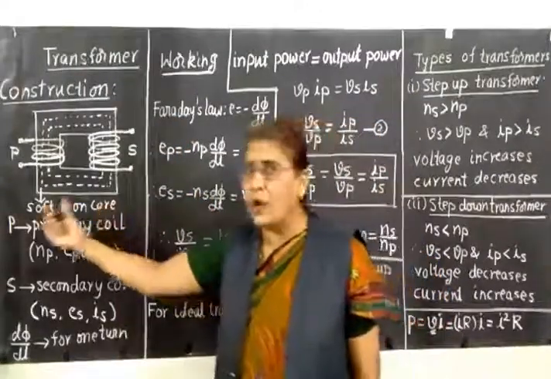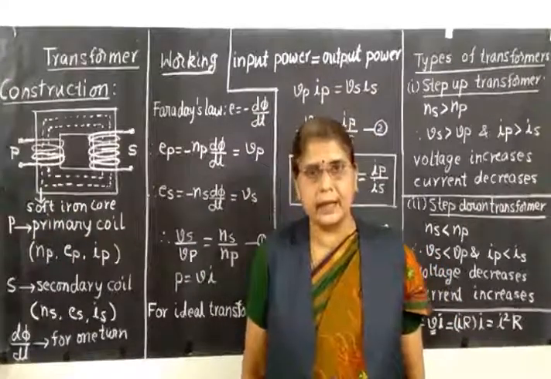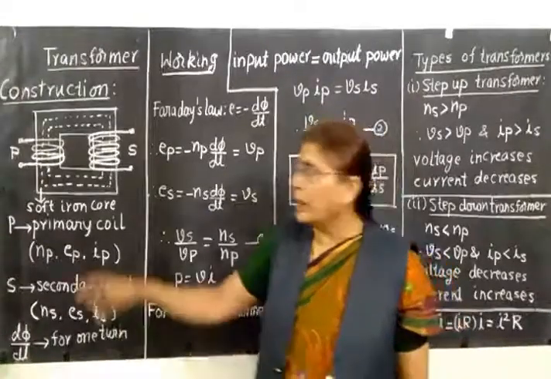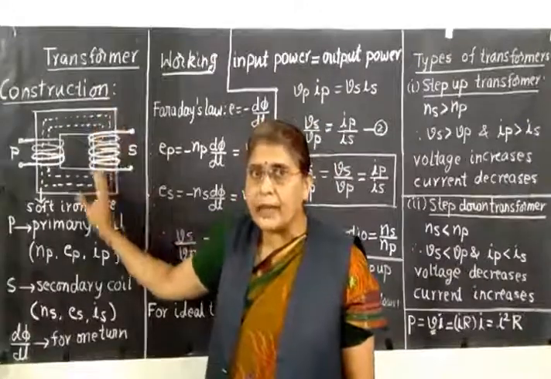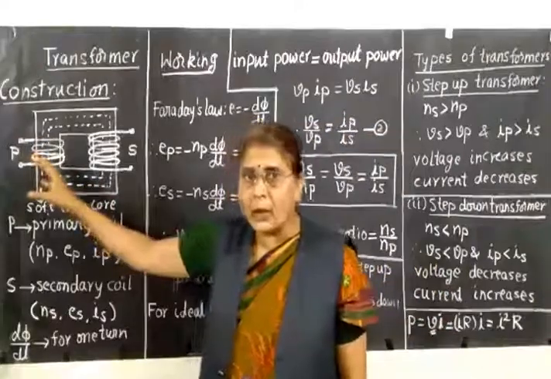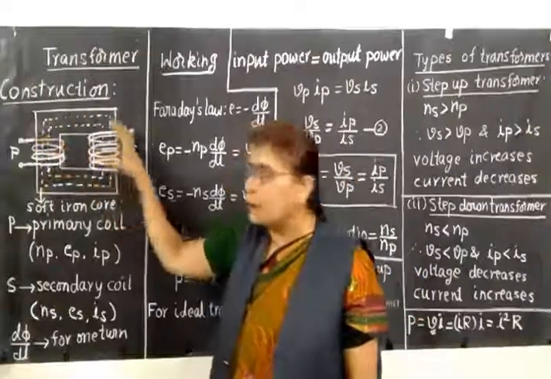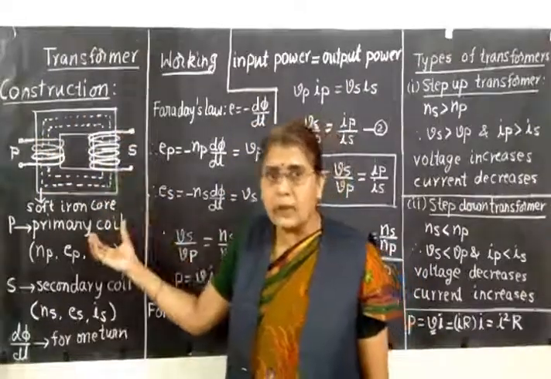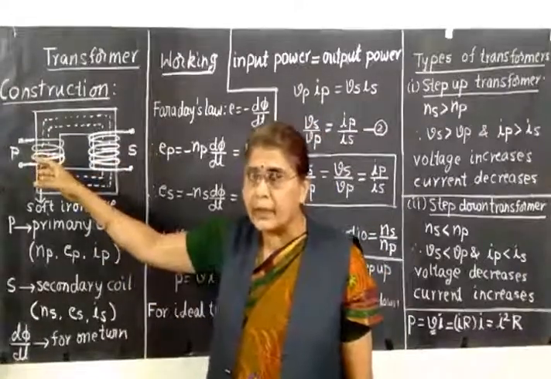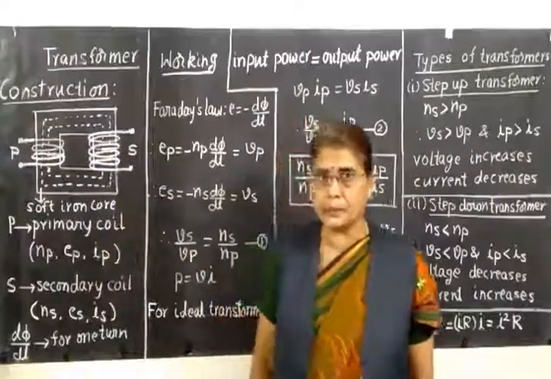Now this core is made of soft iron. Soft iron is a ferromagnetic substance. The property of a ferromagnetic substance is that it will allow the magnetic field lines to pass through it very easily. So when current passes through the primary coil, a flux will be linked with the primary coil. This flux will be linked to the secondary through this soft iron core. There will be no flux leakage. So this flux linked with the primary is also linked with the secondary because of the soft iron core.